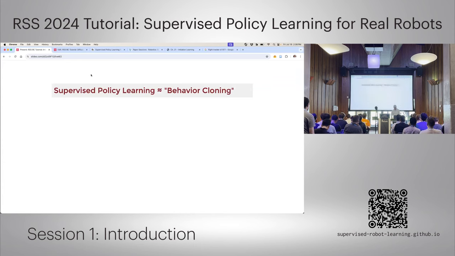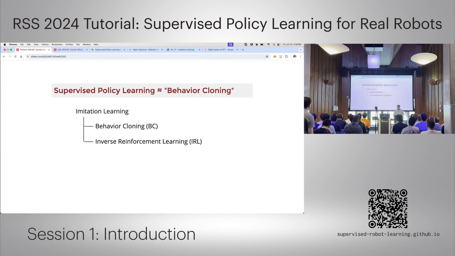I will be unable to say BC, behavior cloning, for most of the day, so I apologize. Supervised policy learning is approximately the same as behavior cloning in my mind. Let's make sure we categorize it. I think of there being two main disciplines for imitation learning, one of them being behavior cloning and the other inverse reinforcement learning.